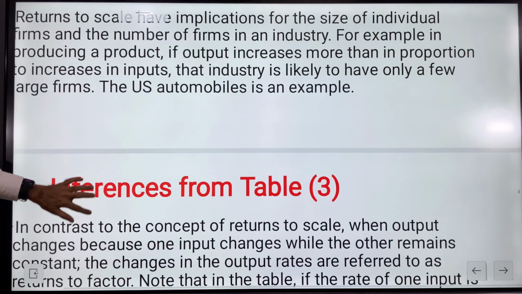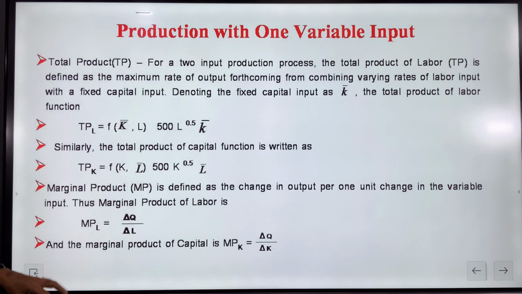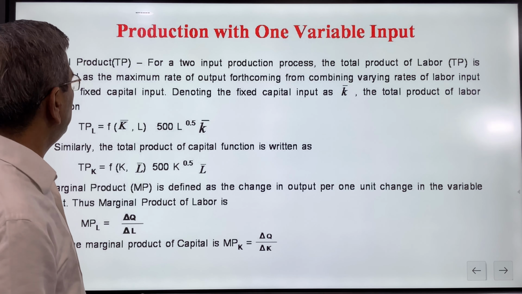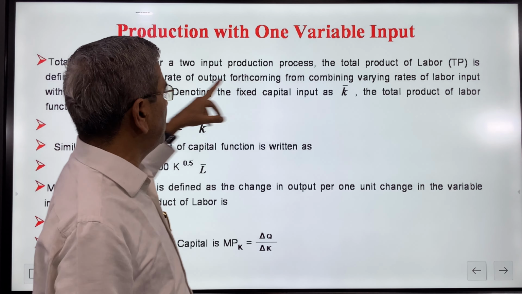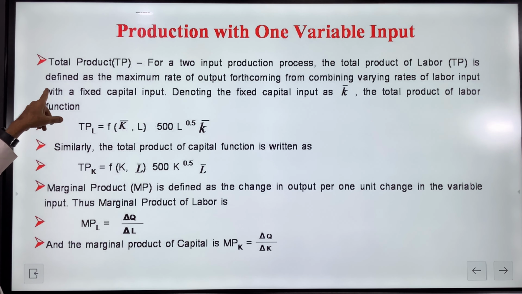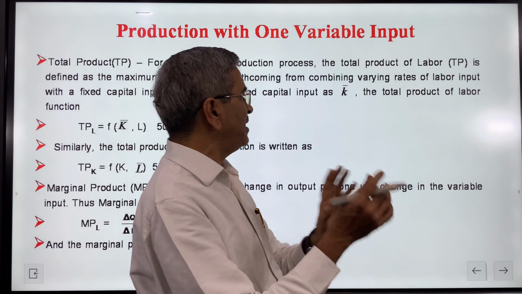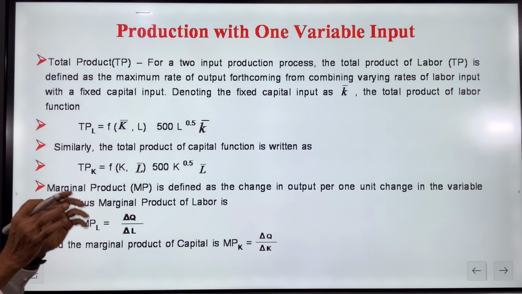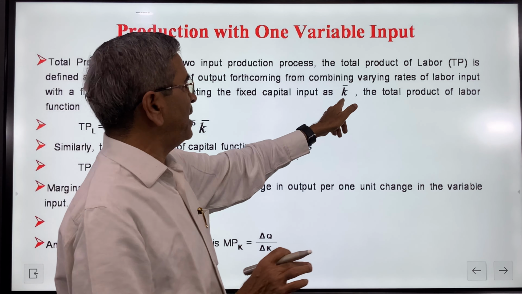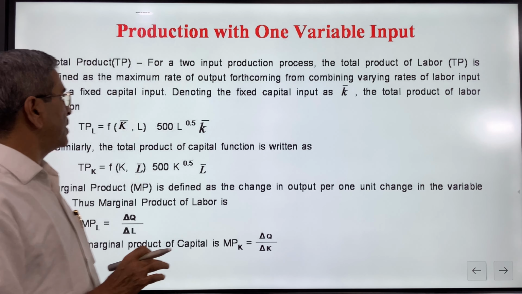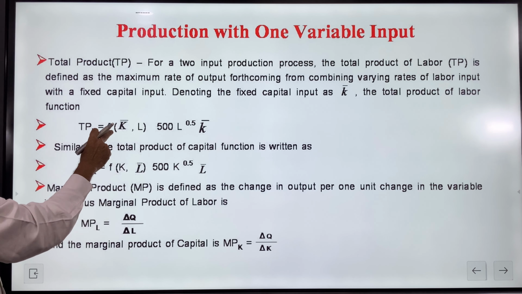Similarly, when we put it in mathematical terminology, you understand very easily. Total product in a two-input production process. The total productivity TP is defined as the maximum rate of output forthcoming from combining varying rates of labor input with a fixed capital input. You are keeping capital fixed, denoting the fixed capital as K bar. The total product of labor is a function of K and L, where K is kept constant.